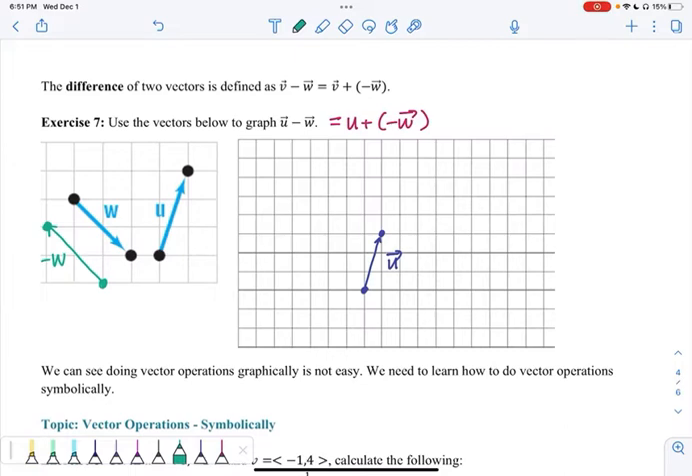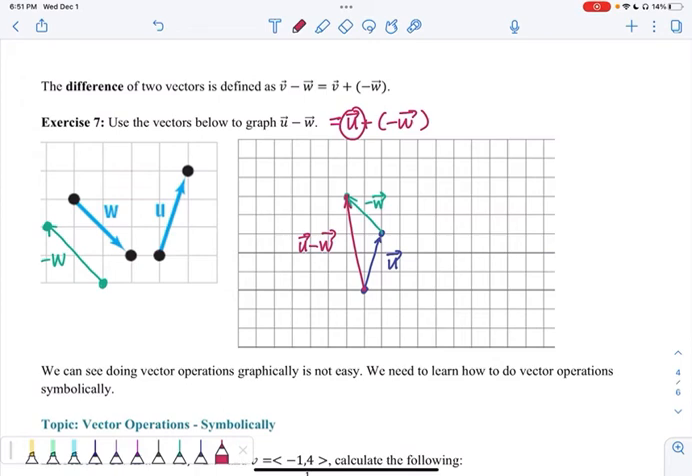Now when it says add negative w, it's really just saying add this arrow. So put this arrow where u ended. If u ended here, that's where negative w is going to start. And it would start here and end here, so it makes a nice little arrow. I'm going to call this negative w. Then to draw my resulting arrow, u is my start, so I'm going to start here, and wherever negative w ended, that's going to be the end of my vector. And I'll label it over here, u minus w.